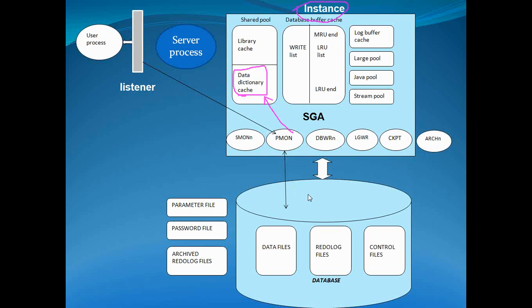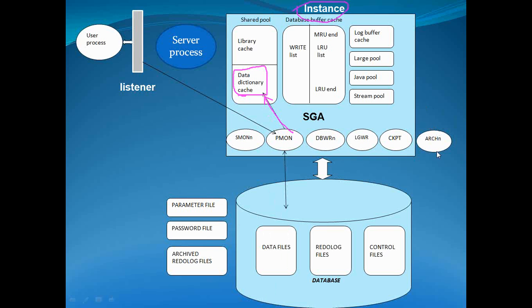So as you can see in the arrow here, first PMON will go to the data dictionary cache and verify whether the base tables are available or not. If not, PMON will come down to the database and search for the base tables. And once it gets the information on what base tables are required, it will copy all of those base tables to the data dictionary cache.